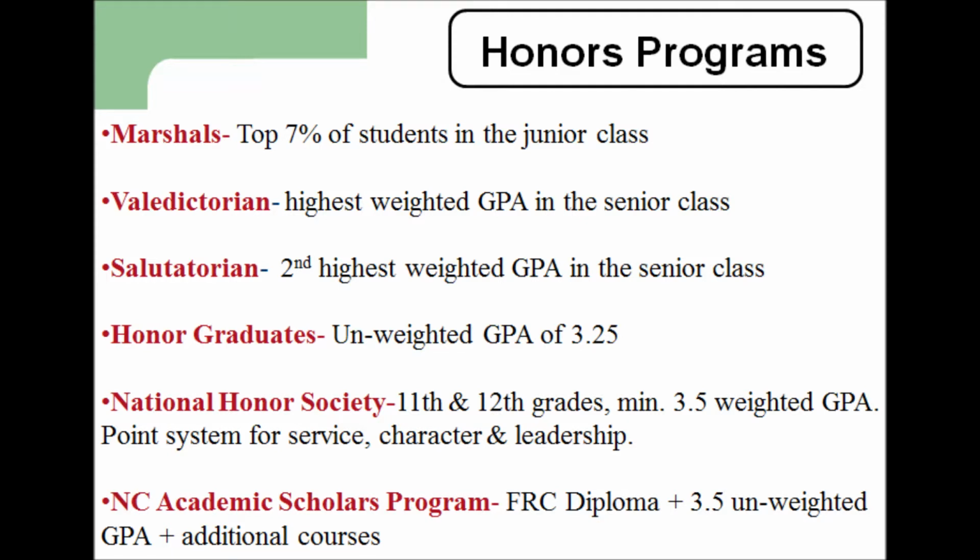National Honor Society is offered to 11th and 12th grade students who have a minimum 3.5 weighted GPA, and there's a point system in place for service, character, and leadership. The North Carolina Academic Scholars Program is part of a diploma award. It's awarded to students with a 3.5 unweighted GPA in addition to very specific advanced courses. All of these awards and honors are verified following the third 9 weeks of the school year.